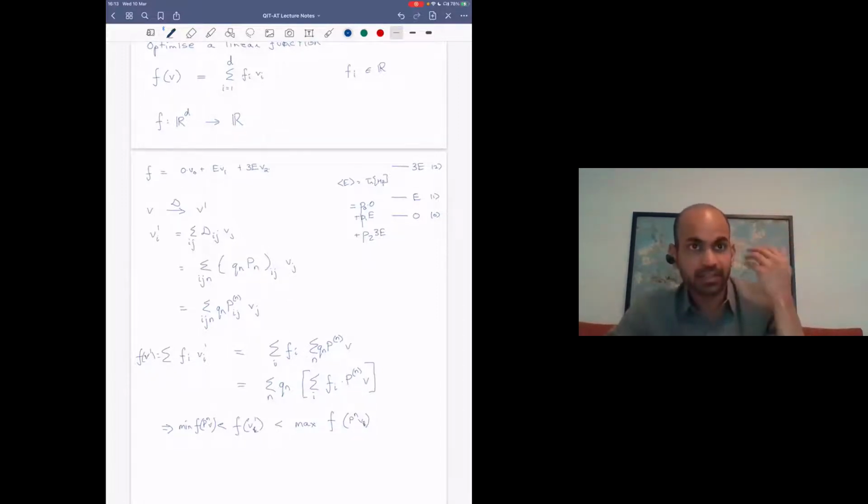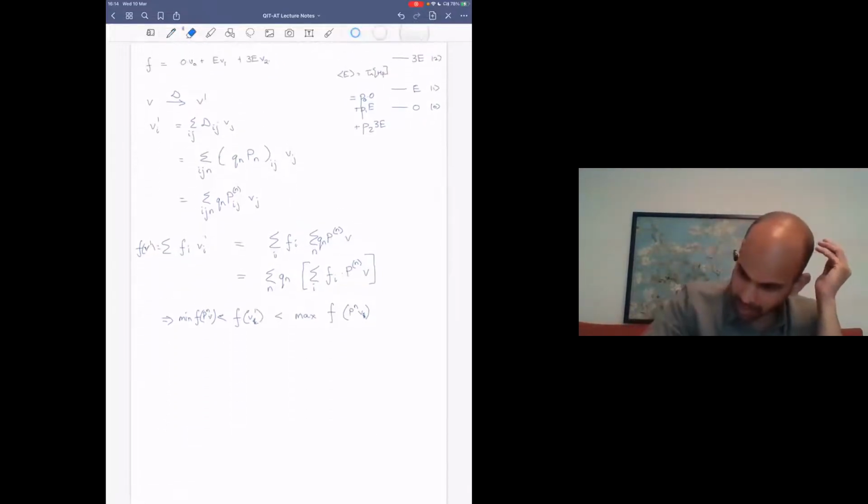All of this is to say that, given a doubly stochastic transformation that we're trying to optimize over, or a function that we're trying to optimize over, all we need to do is check what the values of this function are on permutations of the vector that we were given initially, and the maximum value and the minimum value are going to be obtained on those permutations.